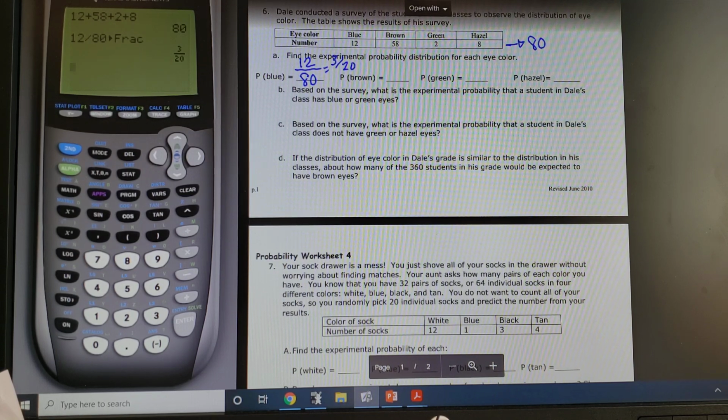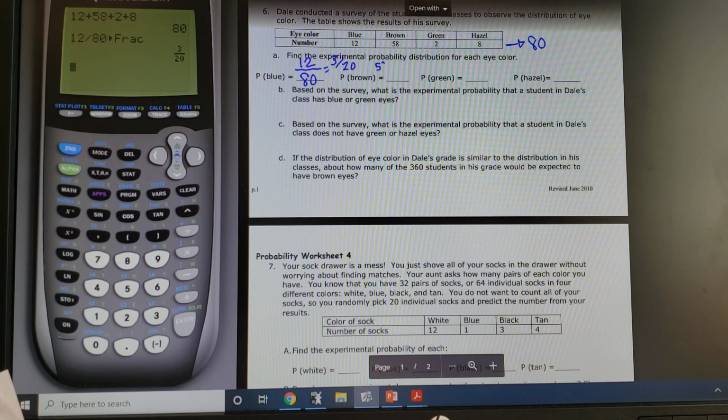Alright, brown. How many were brown? 58 out of 80. That also reduces for sure. What it reduces to, I have no idea. 29 out of 40.